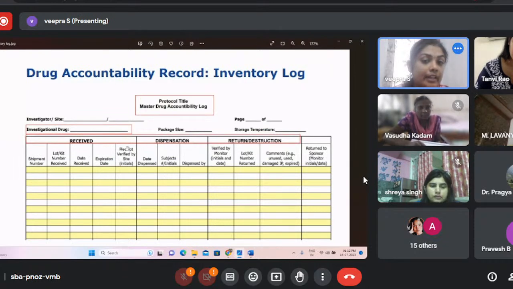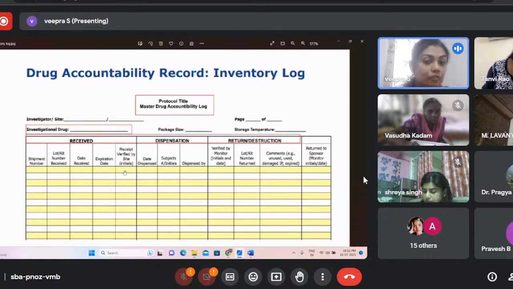So at the site, who received the IP? If the investigator received the IP, or any coordinator or any pharmacist who is delegated received the IP, that person's short signature, initial signature has to be put here.